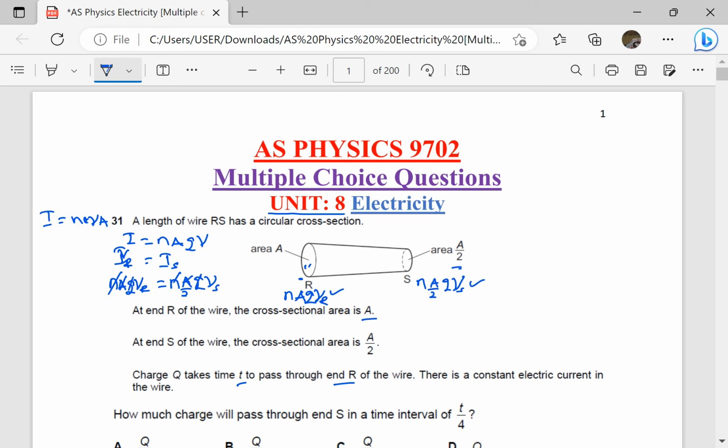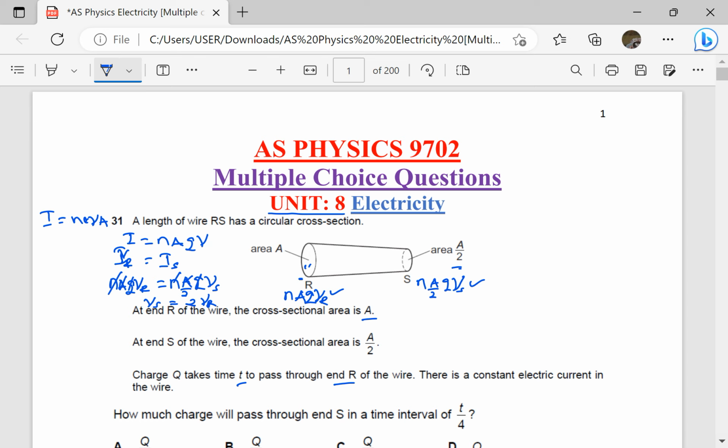And you notice that vS, if I make vS the subject, is going to be twice vR. So the drift speed at S is twice the drift speed at R. In fact, the drift speed is inversely proportional to the cross-sectional area. If the cross-sectional area has been halved, then the drift speed must double.